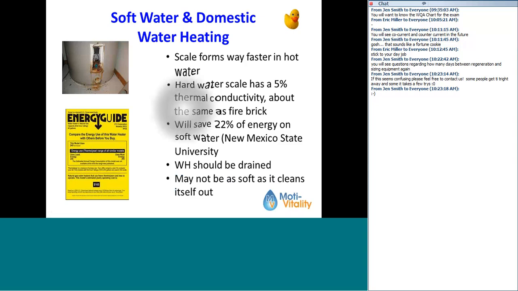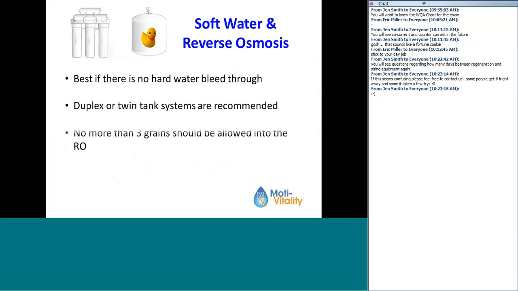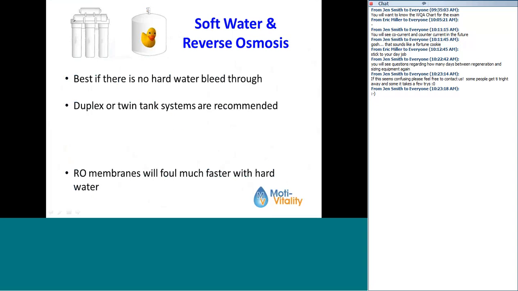Okay. Reverse osmosis and soft water, it's best if there's no hard water bleed through, so a duplex or a twin tank system is recommended. Most reverse osmosis systems out there will tell you no more than 3 grains should be allowed into the RO. The RO membranes are going to foul a lot faster with hard water.